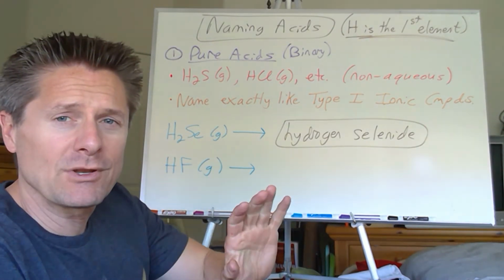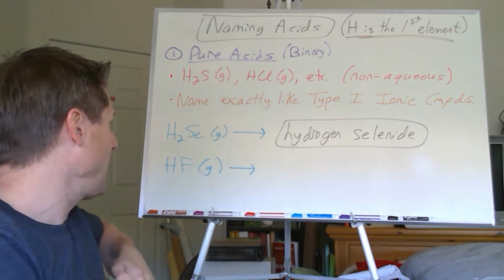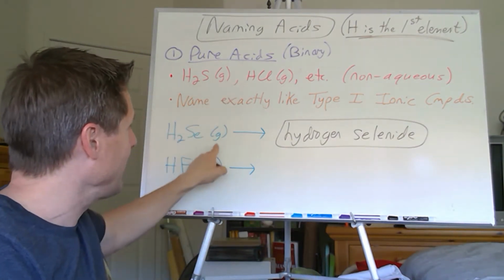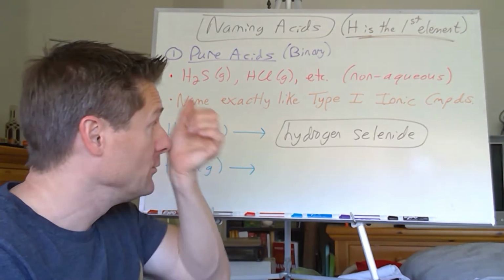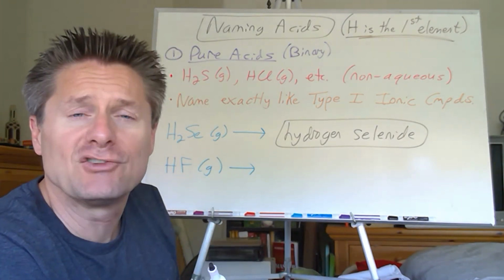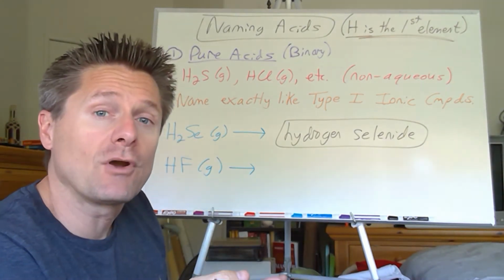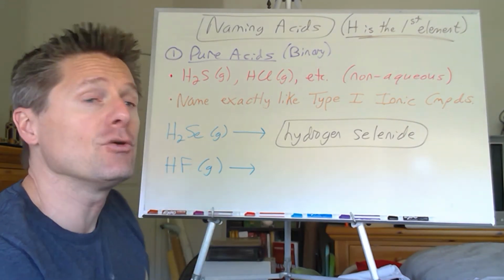All the other acids we're going to do will have acid in the name itself. But we're going to treat these like type 1 ionic compounds. And you know they're pure because they have a non-AQ state specified. If you do not see a state specified, assume it's AQ, because almost all the acids you're going to deal with are solutions, which are dissolved in water. So if there is no state, it's going to be assumed AQ, all right?